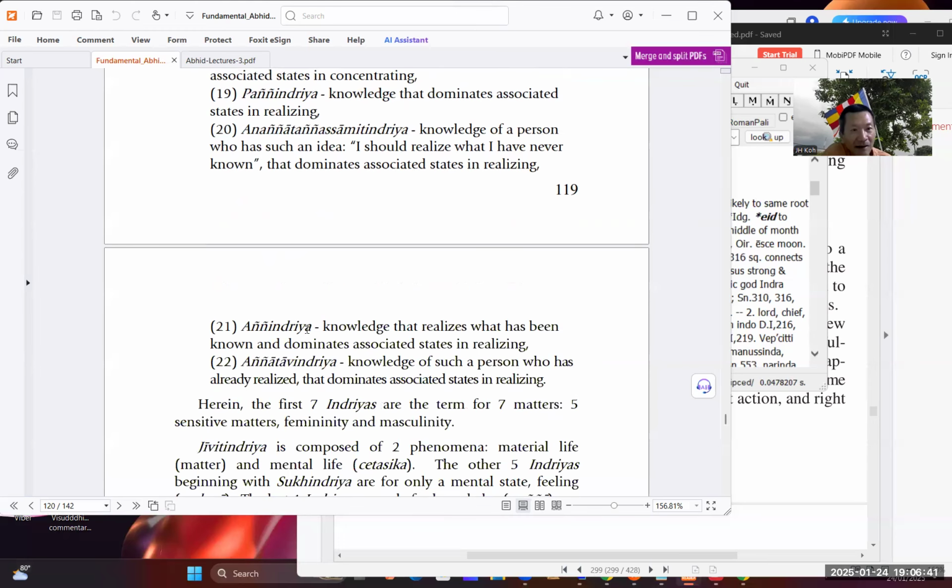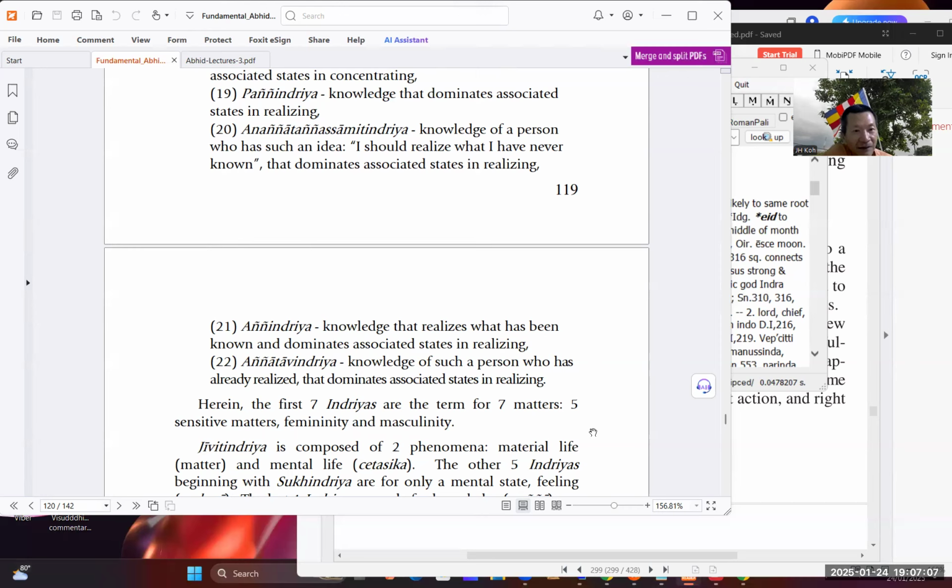21. Anindriya, knowledge that realizes what has been known and dominates associated states in realizing. 22. Ananta Vindriya, knowledge of such a person who has already realized that dominates associated states in realizing.